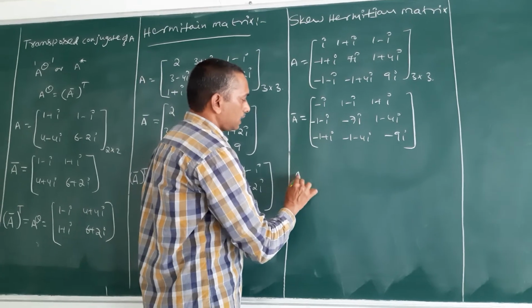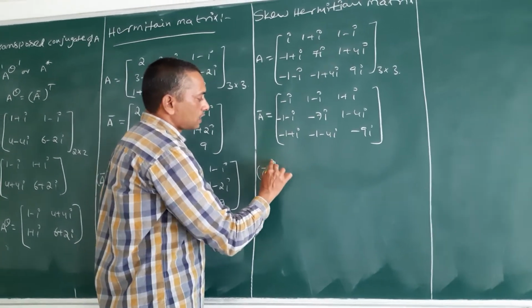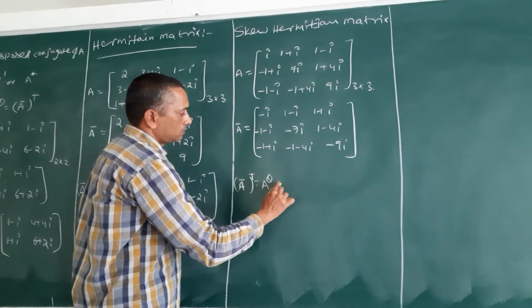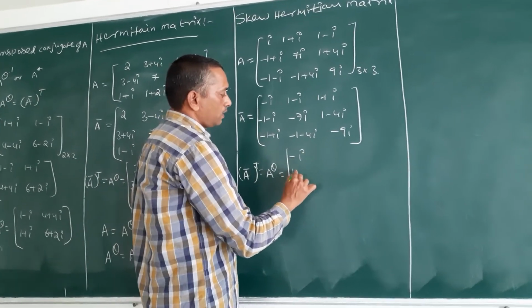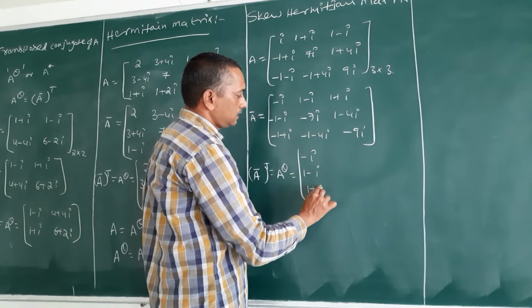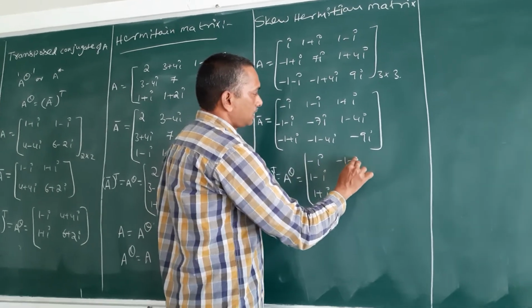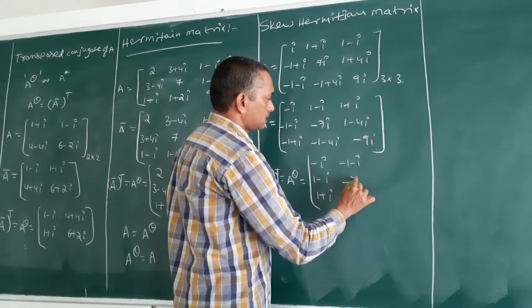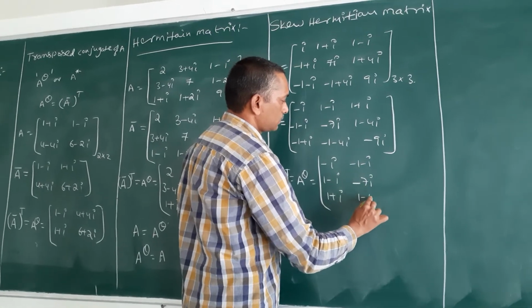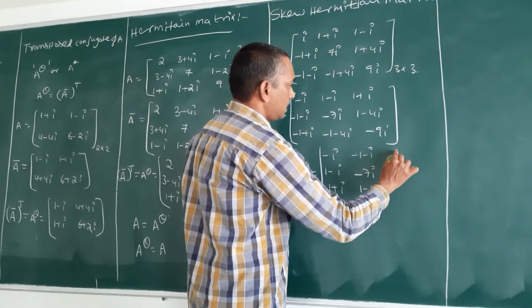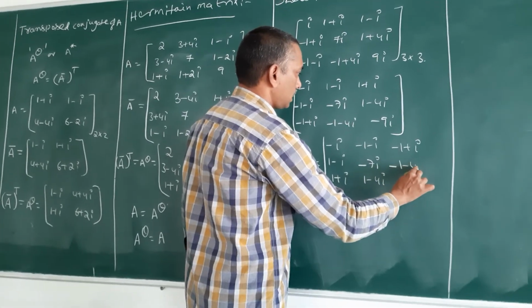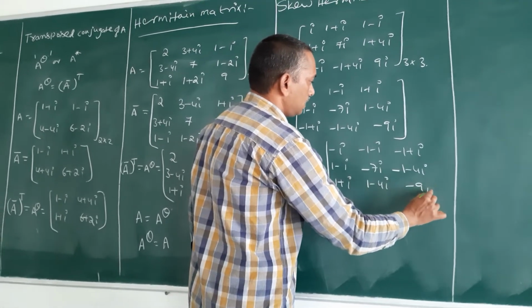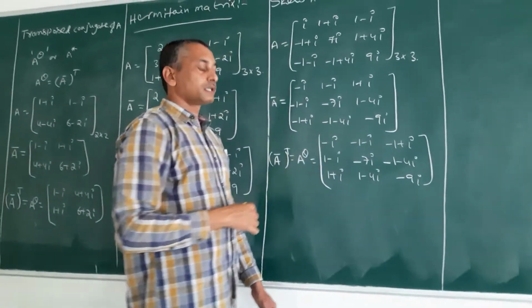Transposed conjugate of A equal to minus i, minus 1 minus i, minus 1 plus i; 1 minus i, minus 7i, minus 1 minus 4i; 1 plus i, 1 minus 4i, minus 9i. This is the transposed conjugate of A.